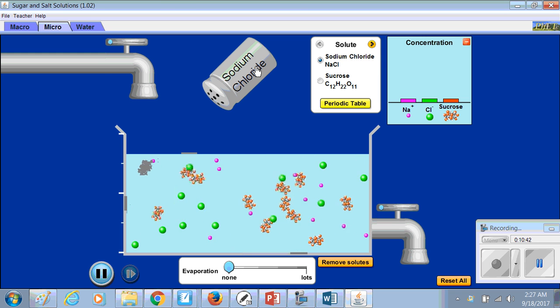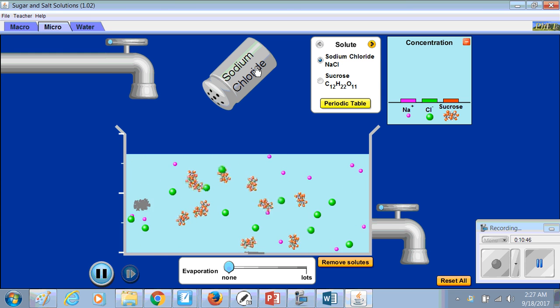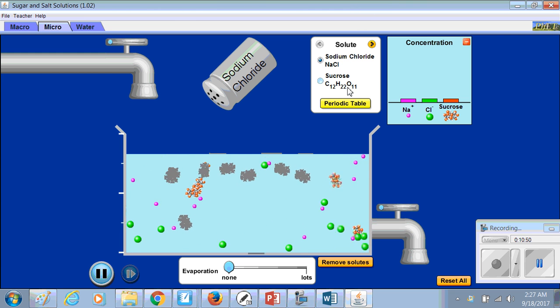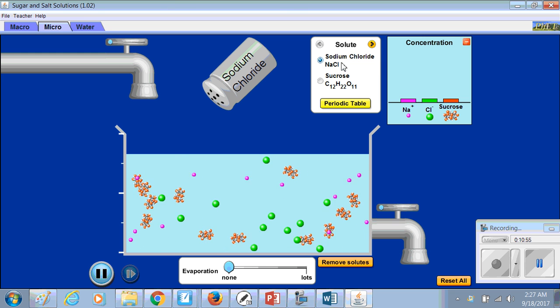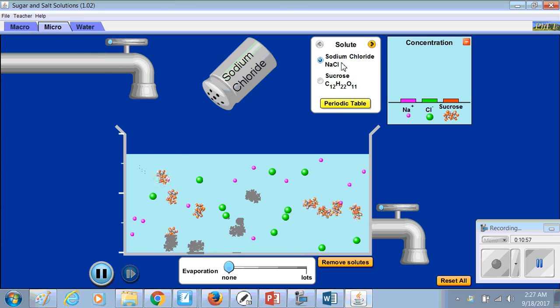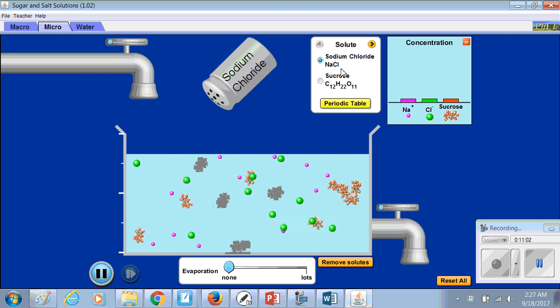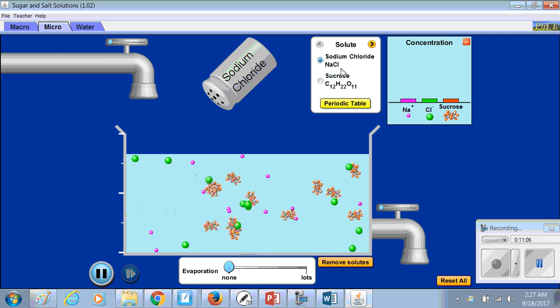So it's important to make the distinction between solubility versus dissociation. Both of these compounds are soluble in water. They will both dissolve in water, but they will not both dissociate in water. Only the sodium chloride dissociates in water. The sucrose does not dissociate in water.